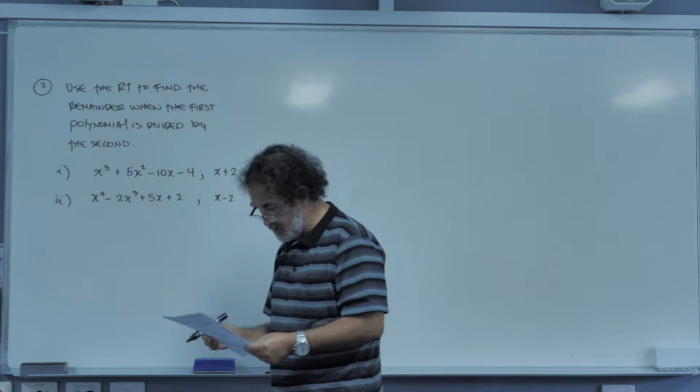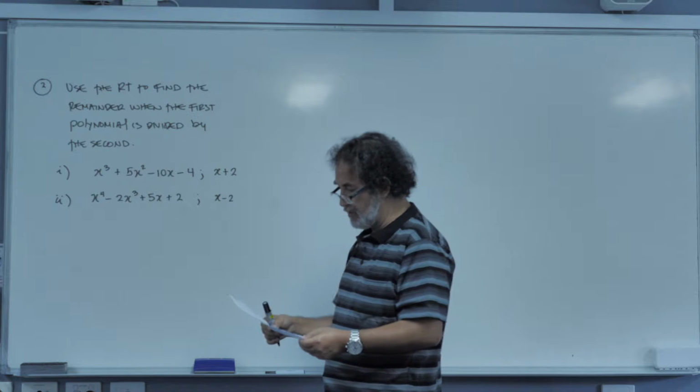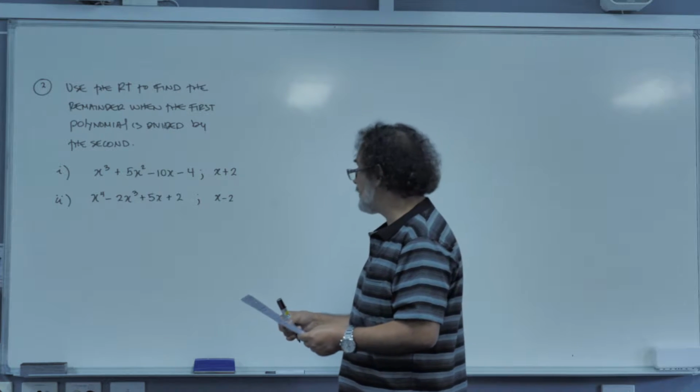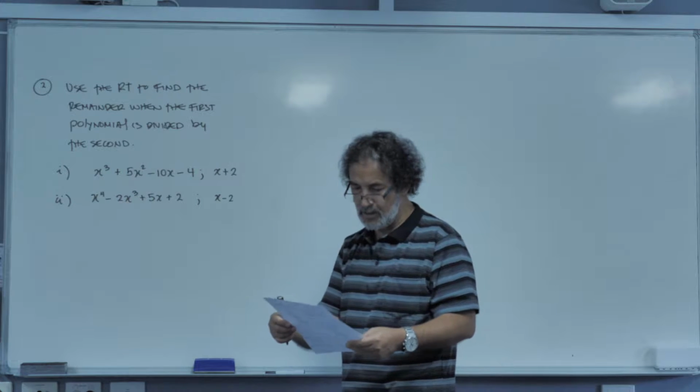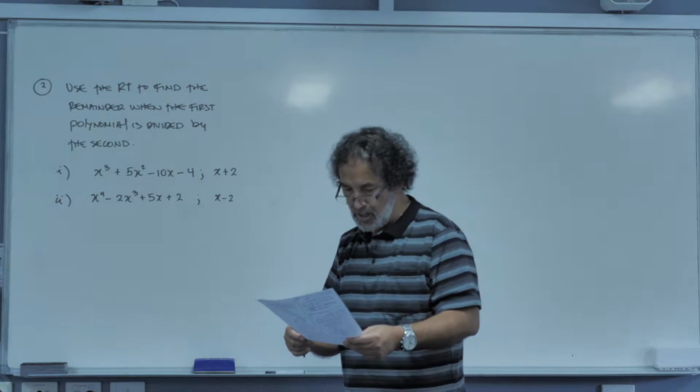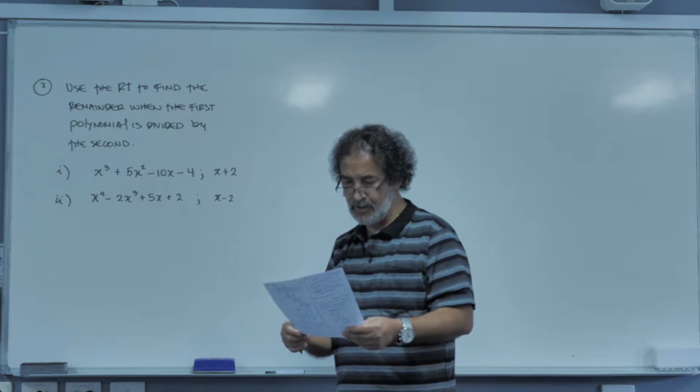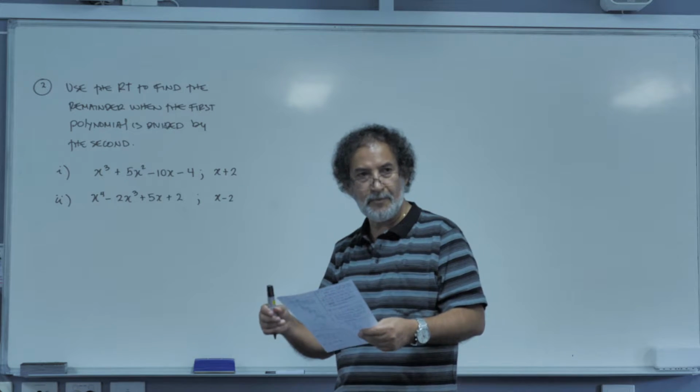Okay, so we're going to have these two polynomials, and we're going to do this using the remainder theorem, but then we're going to double check the answer by doing the long division, and then I'm going to show you how we do the synthetic division.